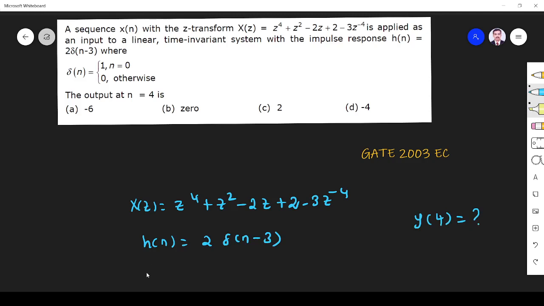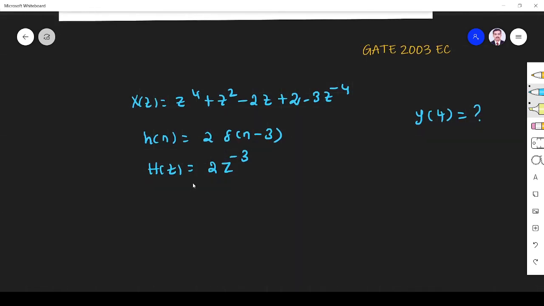That's what they asked. So I find H(z) first. The z-transform of δ[n] is 1, and for δ[n-3] it is z^-3. So this is the transform of δ[n-3]. So what is Y(z)?